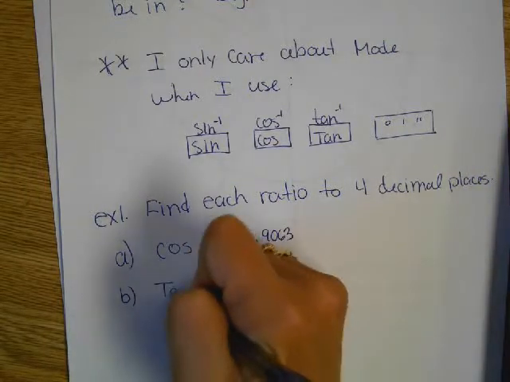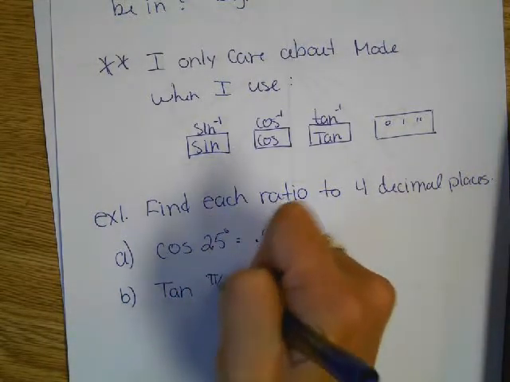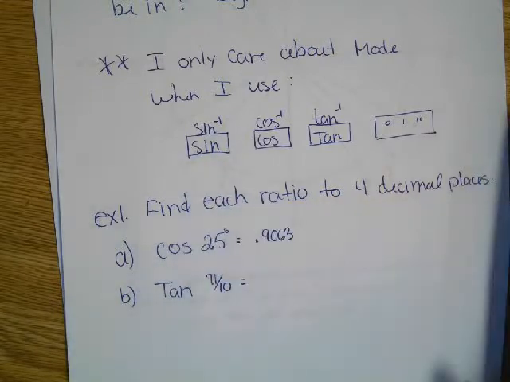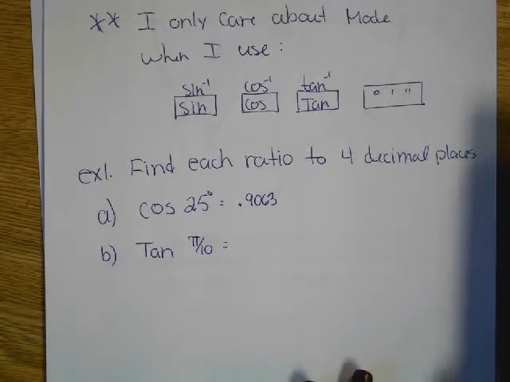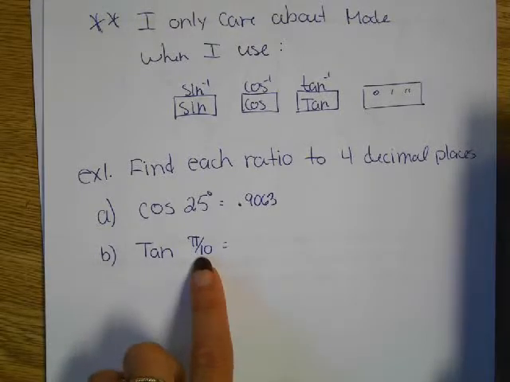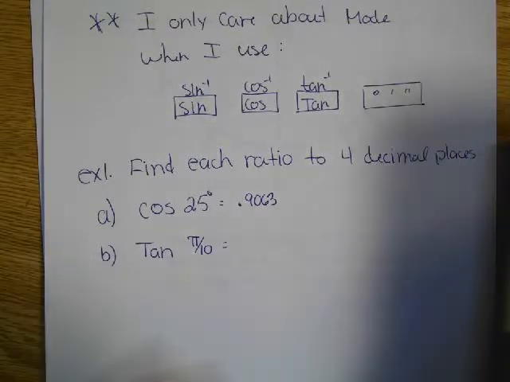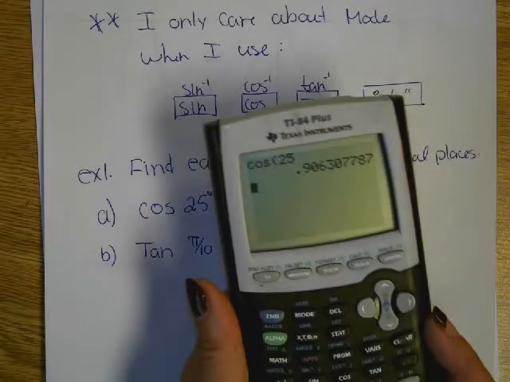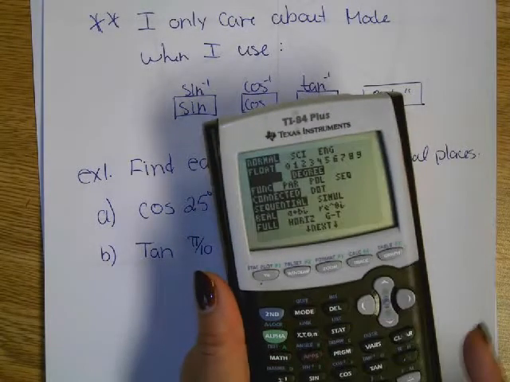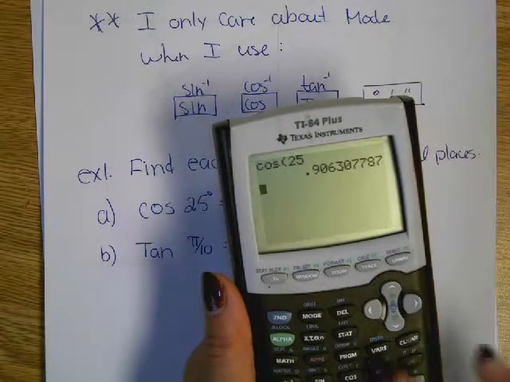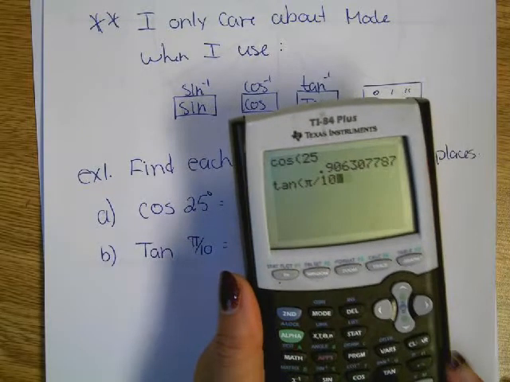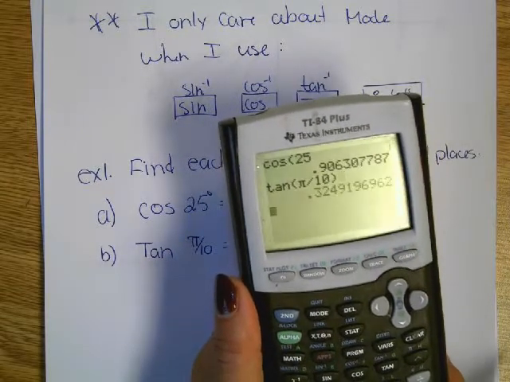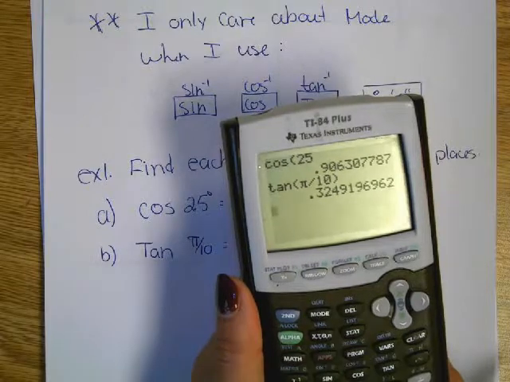The tangent of pi over 10. So again, what mode now? Radian mode. You don't see a degree symbol there, that's automatically a radian. So I'm not going to make you switch for every single problem, but we are going to go back and switch to radian mode. So tangent, pi over 10. .3249.